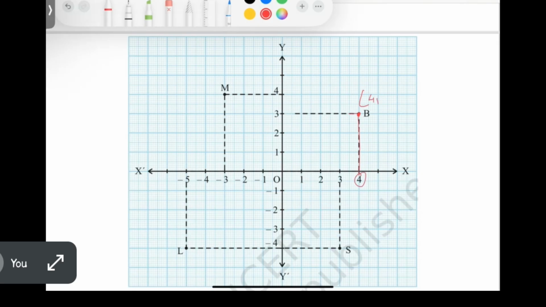Y value, you go towards y, and y value is 3 here. So the coordinate of b is nothing but 4 comma 3.